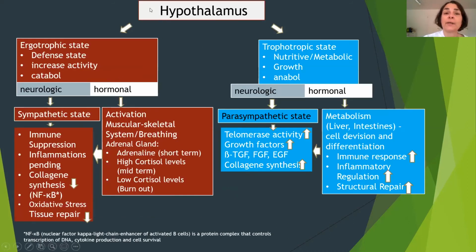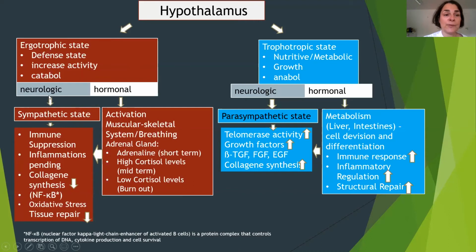The state I described, when everything is in flow, we call it homeostasis, and this is organized by a structure in the brain called the hypothalamus. The medical field talks about the ergotrophic state, which means in a neurologic basis, it's a sympathetic state. You know this expression probably more, and the hormonal state.